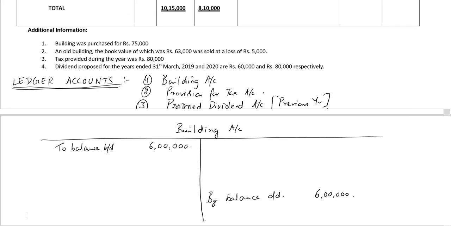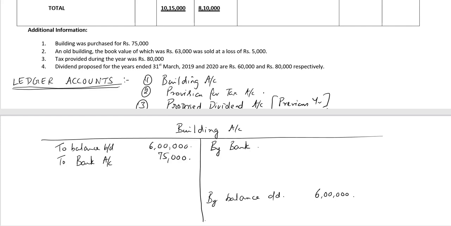As per the additional information, point 1, there was a purchase of building for 75,000 rupees. To bank account 75,000 rupees. And as per point 2, an old building, the book value of which was 63,000 rupees, was sold at a loss of 5,000 rupees. So the sale proceeds by bank account, the book value of 63k minus the loss incurred 5k, which is equal to 58,000 rupees. By loss on sale, 5,000 rupees.